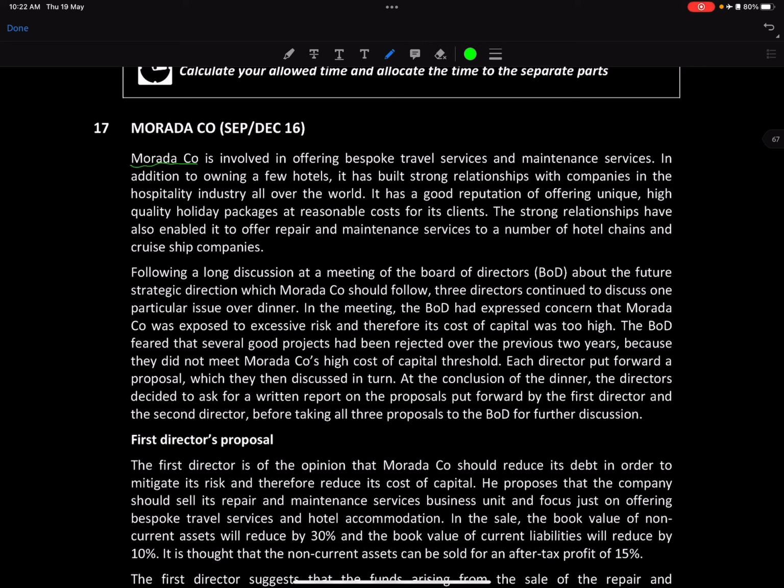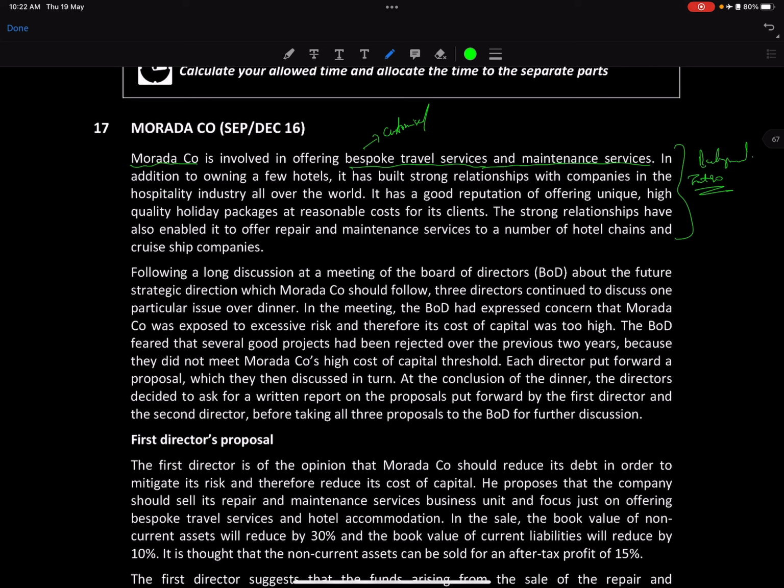So Morada is involved in offering bespoke. So bespoke is what? Customized travel services, right? Travel services and maintenance services. So basically this seems like an intro of the company or background.